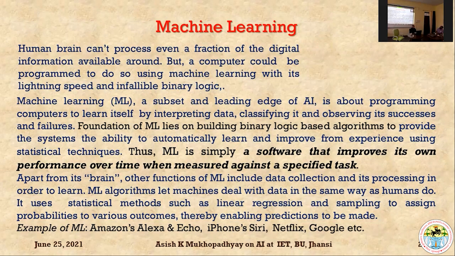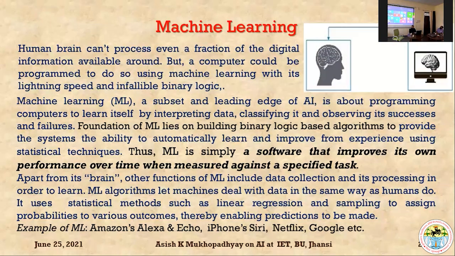An example is Amazon Alexa. So what I do is the same thing again: in artificial intelligence, what we think, we try to write as programs and ask machines to run. And in machine learning, we ask the machines to make the program itself based on our thinking.